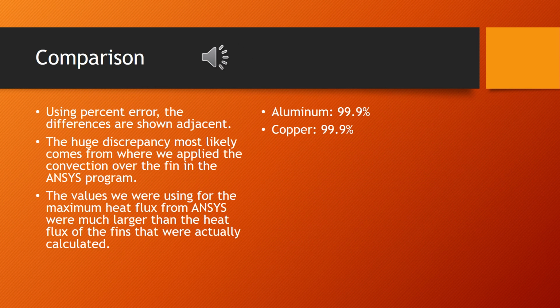Using percent error, the differences are shown adjacent. The huge discrepancies most likely come from where we applied the convection over the fin in the ANSYS program. The values we were using for the maximum heat flux from ANSYS were much larger than the heat flux of the fins that were actually calculated.